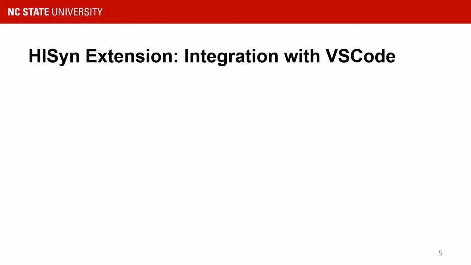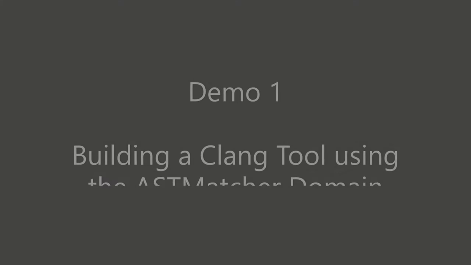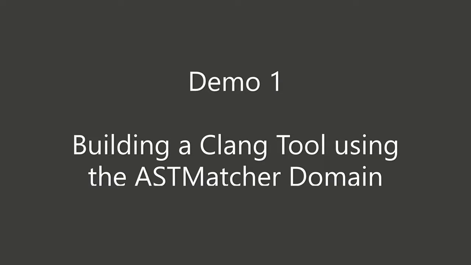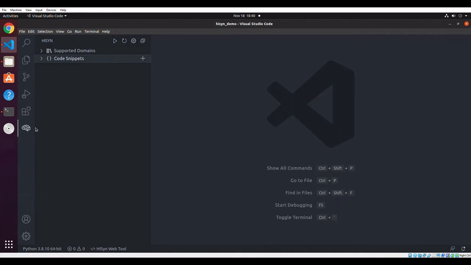Next, we'll be demonstrating this tool using two examples through its integration with the Visual Studio Code IDE, which makes it easy for programmers to interface with the tool and automatically input their generated code into their active program. After installation, the HISyn extension can be accessed within VS Code by selecting its icon in the left side panel. This will open up the extension's main interface, where various commands can be run using the icon buttons, and information can be viewed in its tree-like structure.